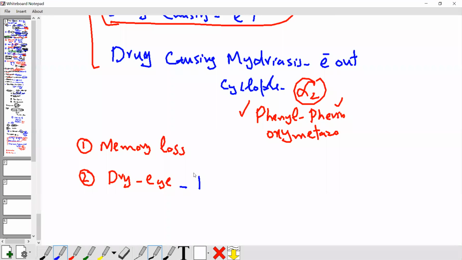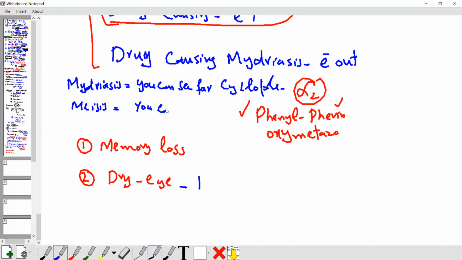Okay, now what happens with this drug? Mydriasis. Now is the problem for far vision or near vision? Mydriasis, you can see far clearly. Meiosis, you can see near objects. Now, the problem is with far vision and near vision.